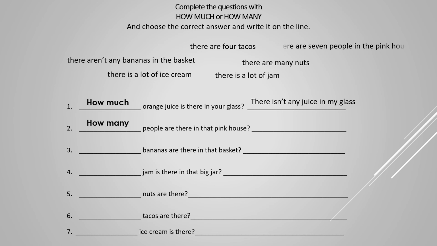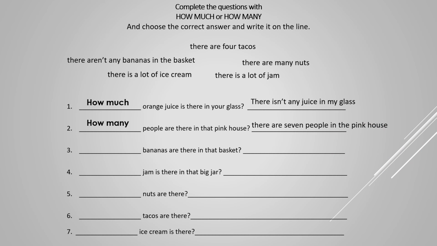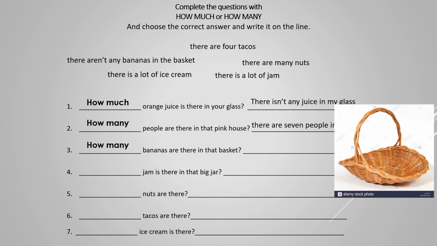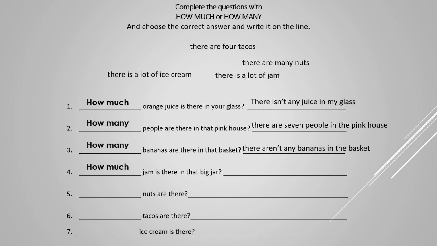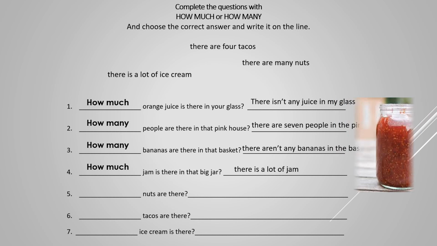People is a countable noun. How many people are there in that pink house? There are 7 people in the pink house. Bananas, countable noun. How many bananas are there in the basket? There aren't any bananas in the basket. Jam is an uncountable noun. How much jam is there in that big jar? There is a lot of jam.